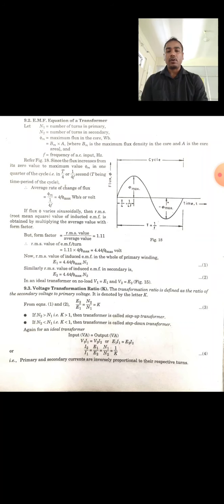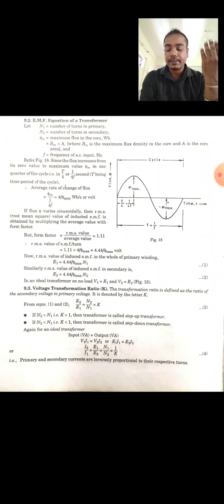In the case of an ideal transformer on no load condition, we have V1 is equal to E1 and V2 is equal to E2. Now further, we have to find the voltage transformation ratio, which is represented by the symbol K. The transformation ratio is defined as the ratio of the secondary voltage to primary voltage. From the first and second equations, we will get E2 by E1 is equal to N2 by N1 is equal to K.